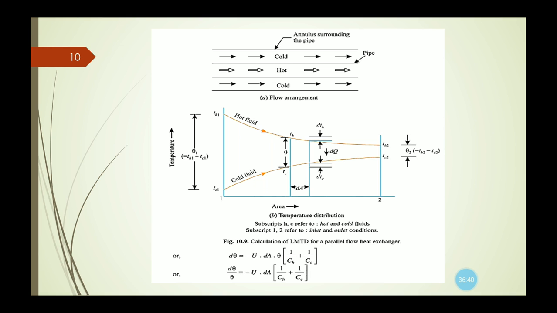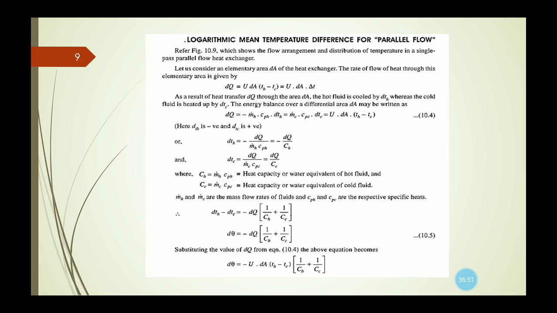So based on this diagram we will now derive the expression for the LMTD of the parallel flow heat exchanger. Let us consider an elementary area dA of the heat exchanger. In that case, the heat flow rate through this elementary area can be represented mathematically as dq equals U dA delta T.